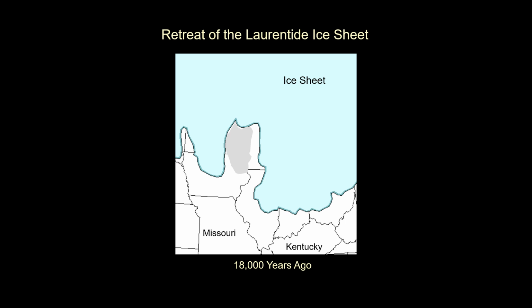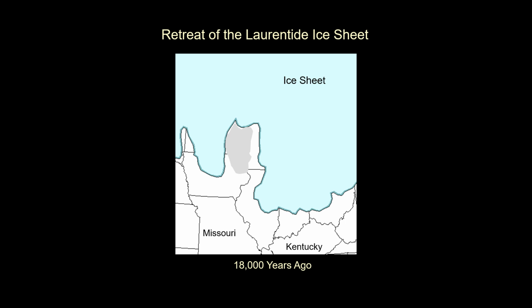To give you an idea of how far south the Laurentide ice sheet came, remember this is the ice sheet associated with the Pleistocene, the last glaciation. This is sort of at its height. This is when the glacial ice and the ice sheet made its farthest extent to the south, and this is about 18,000 years ago.